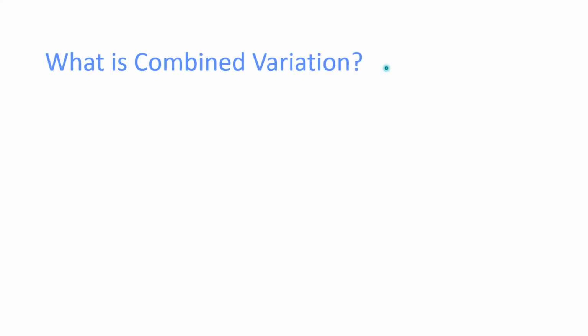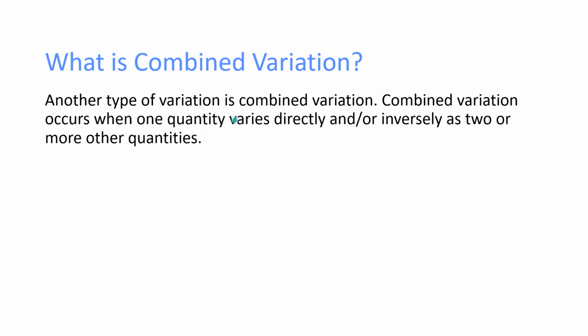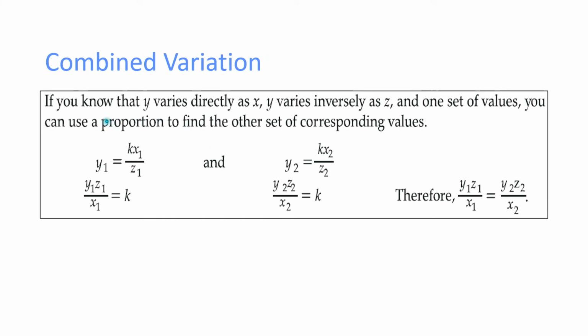What is combined variation? This is the final type of variation which we will study. Another type of variation is combined variation. Combined variation occurs when one quantity varies directly and or inversely as two or more other quantities. If you know that y varies directly as x, y varies inversely as z, and one set of values, you can use a proportion to find the other set of corresponding values.